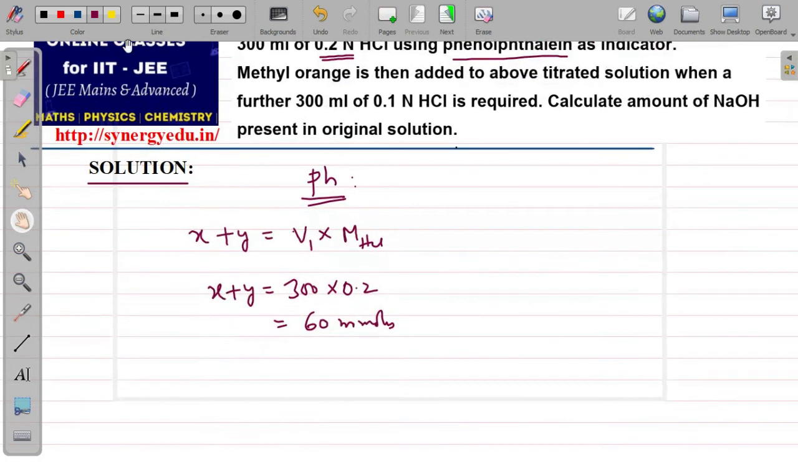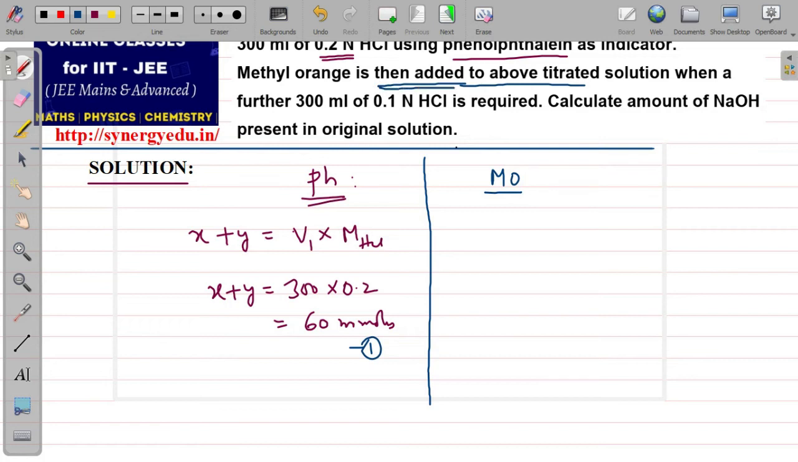So this is one equation. Now let's take the methyl orange case. In methyl orange, what they are doing is, methyl orange is then added to the above titration. That means it is a model 1 question. After the phenolphthalein titration, to the same beaker you are adding methyl orange.